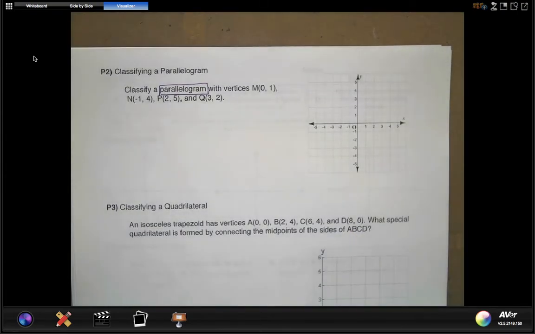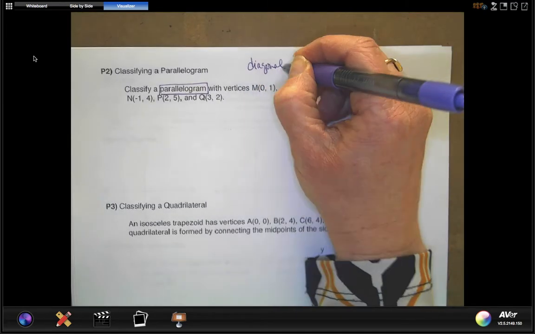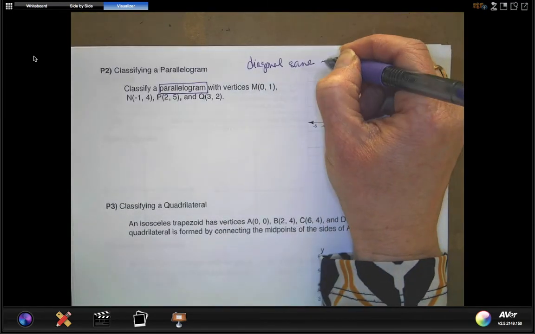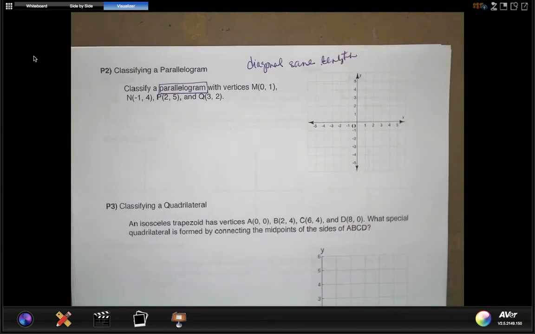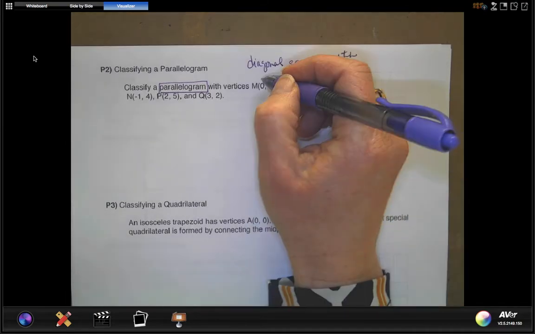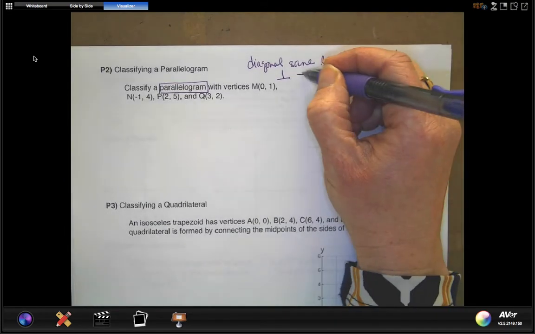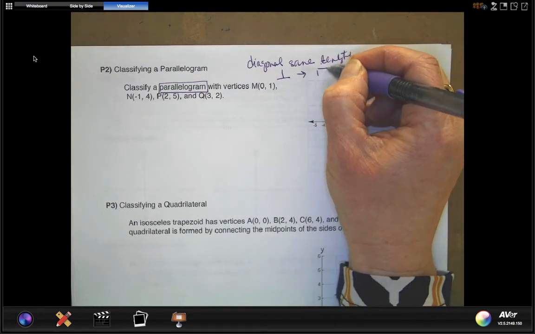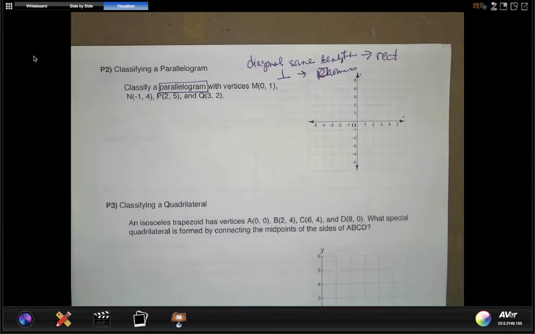So if I can show that the diagonals are the same length, then I would know that it's a rectangle. And then if I can show the diagonals are perpendicular, so the same length for the diagonals gives me a rectangle. Diagonals are perpendicular tells me it's a rhombus, right? So if it's both a rhombus and a rectangle, then it has to be a square.